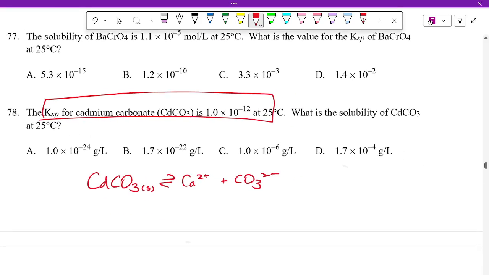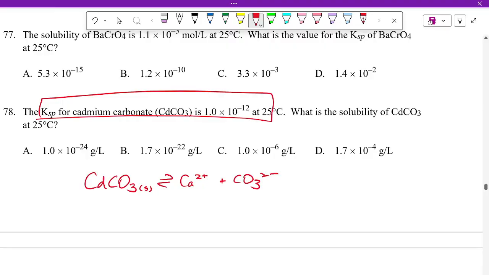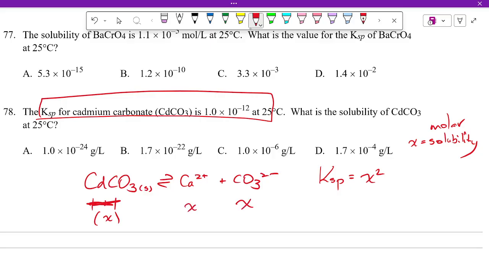What is the solubility? If this was a written response question, you would do all the stuff like let the molar solubility equal X, blah, blah, blah. But because this is multiple choice and you know this is a 1-to-1 salt, you can say KSP is equal to X squared, where X is the solubility. That's our molar solubility. If it was a written response question, you would say this is X, this is X, this is X. You would write the KSP expression. Throw that all in there.